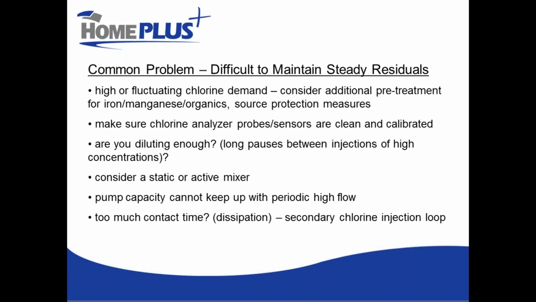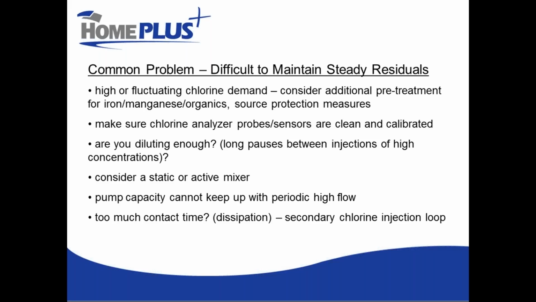And if they're fluctuating, but we're injecting a steady amount of chlorine into the line, our chlorine residual will also fluctuate. So if that's the problem, we may be able to take some source protection measures that reduce the impacts of some of those things that are leading to fluctuating chlorine demand. Might be able to reduce turbidity getting into the system, for instance.